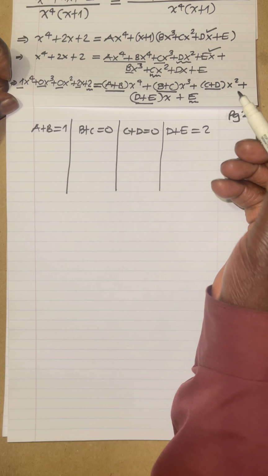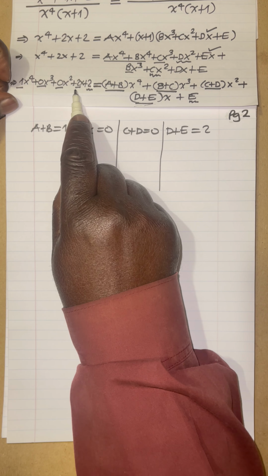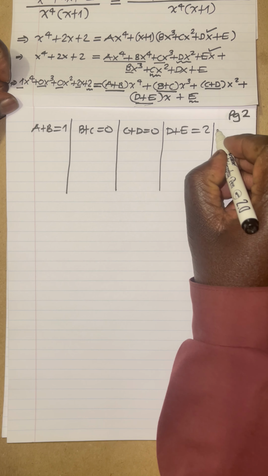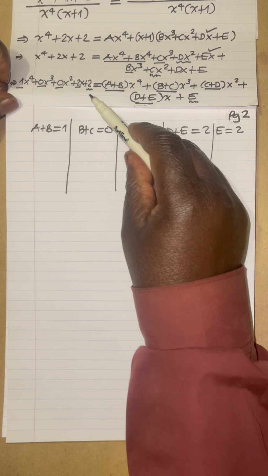equals 2. D plus e, there it is, coefficient of x equals coefficient of x on the left. And finally, we have e equals 2. Constant term equals constant term on the left.